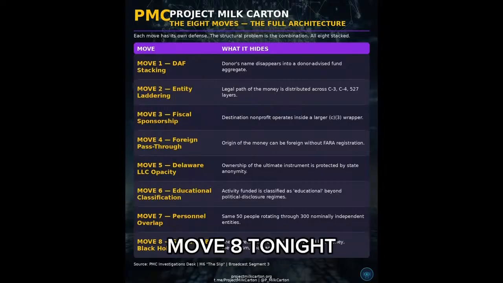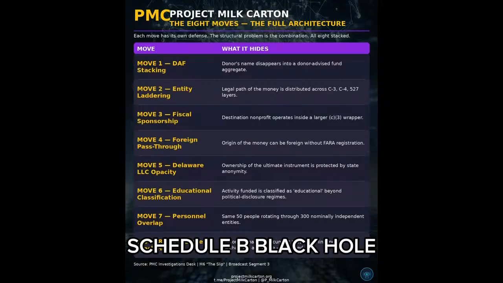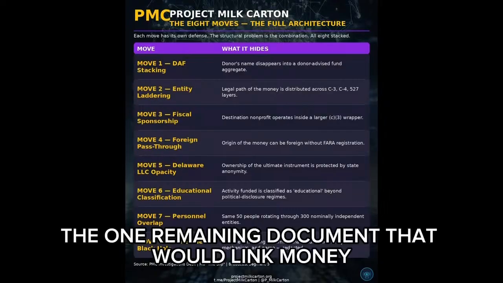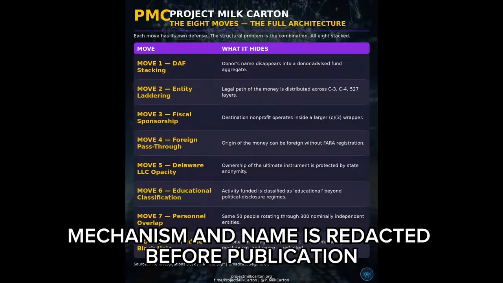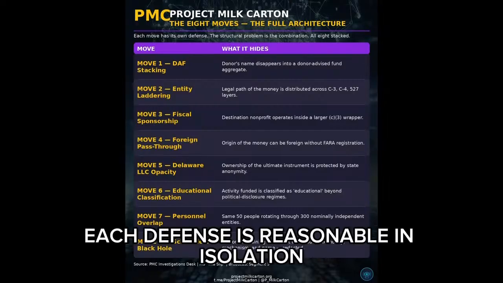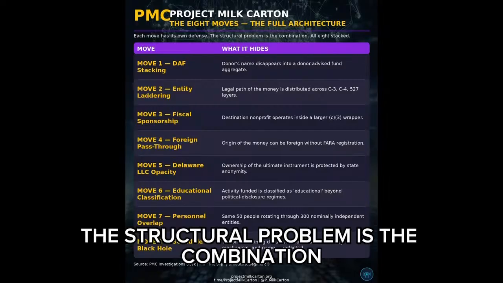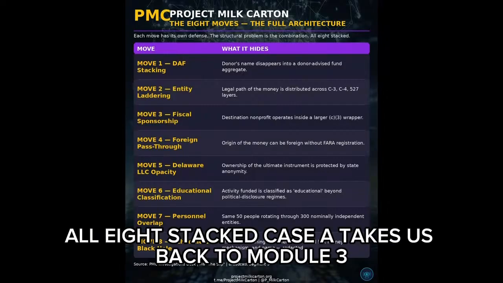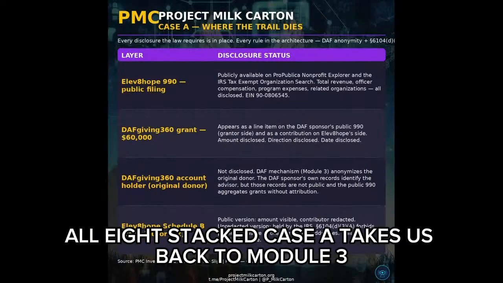Move 8. Tonight. Schedule B black hole. The one remaining document that would link money, mechanism, and name is redacted before publication. Each move has its own defense. Each defense is reasonable in isolation. The structural problem is the combination, all 8 stacked. Case 8 takes us back to Module 3.